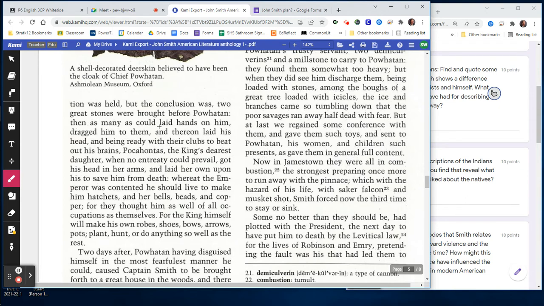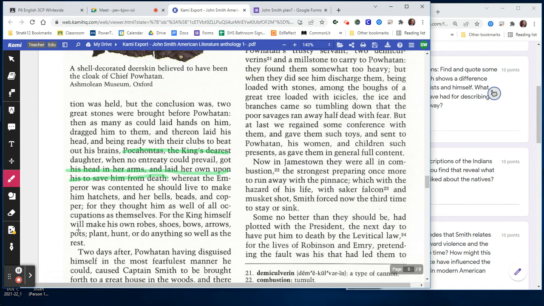Then as many as could lay hands on him dragged him to them, and thereon laid his head, and being ready with their clubs to beat out his brains, Pocahontas, the king's dearest daughter, when no entreaty could prevail, got his head in her arms, and laid her own upon his to save him from death. Whereat the emperor was contented he should live, to make him hatchets, and her bells, beads, and copper, for they thought him as well of all occupations as themselves.